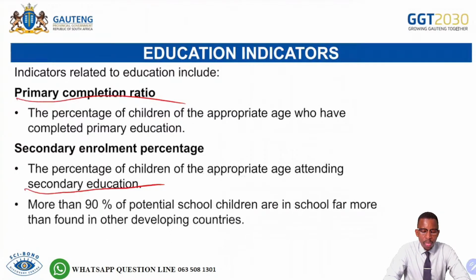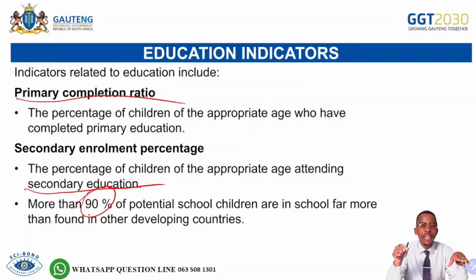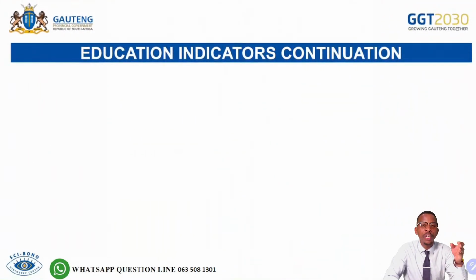And then also, more than 90% of potential school children are in school, far more than found in other developing countries. So that means in South Africa, education is so open to everyone in both primary schooling and secondary schooling because the government intervened to provide free public education to everyone in order to try to reduce economic inequalities. So it is a very important indicator.